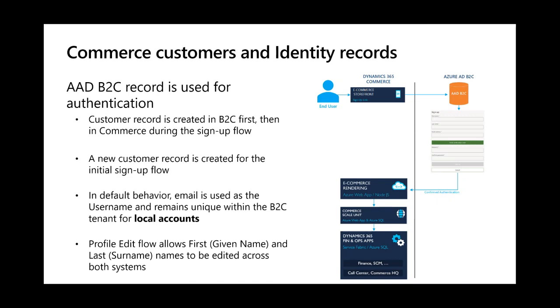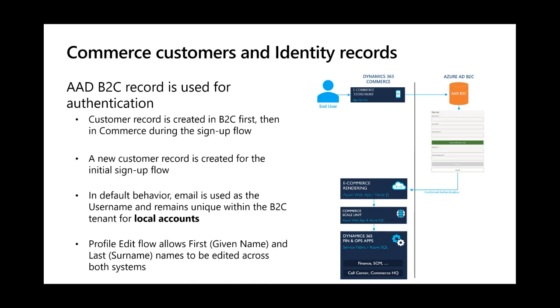And that's where the user inputs their information. And once they verify their email and set their password and click OK, as they authenticate if they are unique in the system, it is redirected back to the e-commerce rendering service, which in turn calls the commerce scale unit with the information. And that token passed creates a new user in Dynamics. So that creates a new customer record that is now linked to the B2C record that was initially created in the earlier part of this step. And that's how you get the flow through from end user into customer record in Dynamics.